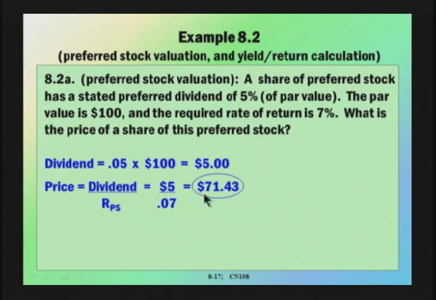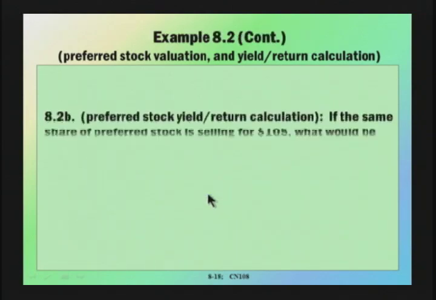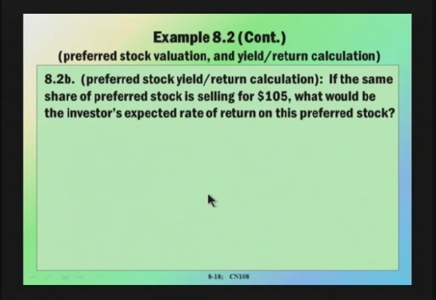Another way to think about this is if you pay $71.43 for the stock and you require a 7% return, 7% multiplied by the $71.43 you invest is that $5 dividend. So the $5 dividend will give you a 7% return on your $71.43 investment. Certainly if you pay any price above $71.43, you'll not be receiving that 7% return that you require.